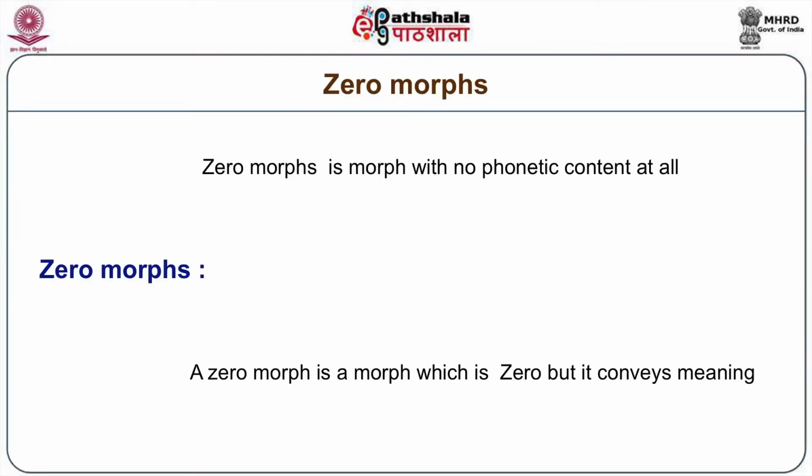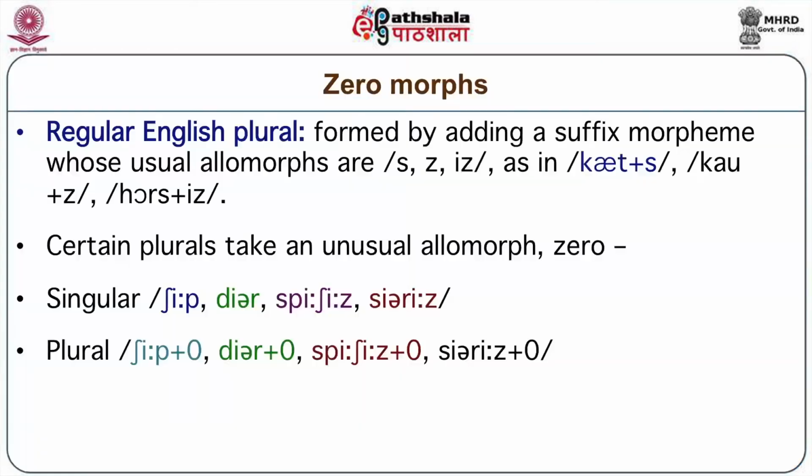A zero morph is an invisible person. A zero morph is a morph with no phonetic content at all. A zero morph is a morph which is zero, but it conveys meaning. It is the opposite of empty. It is entirely eloquent, except that it has no phonemes to be eloquent with. It is zero. What is an example of a zero morph?